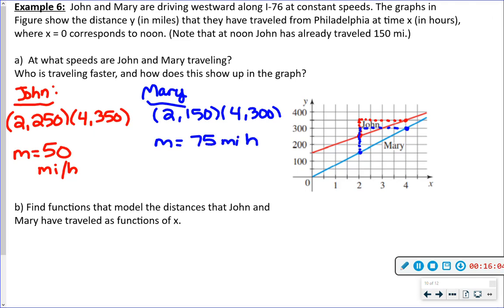Okay, real question is now, at what speeds are John and Mary traveling? Okay, yeah, John's at 50. Man, John's slow. Mary's got the hammer down, 75. Who's traveling faster? Well, that's the obvious answer there. And how does it show up on the graph? We'll talk about that in a second. First question for you, who's traveling faster? Mary. Okay, Mary's faster. Mary is traveling faster. I would just circle Mary. I just feel like I should write out a sentence so it looks pretty.